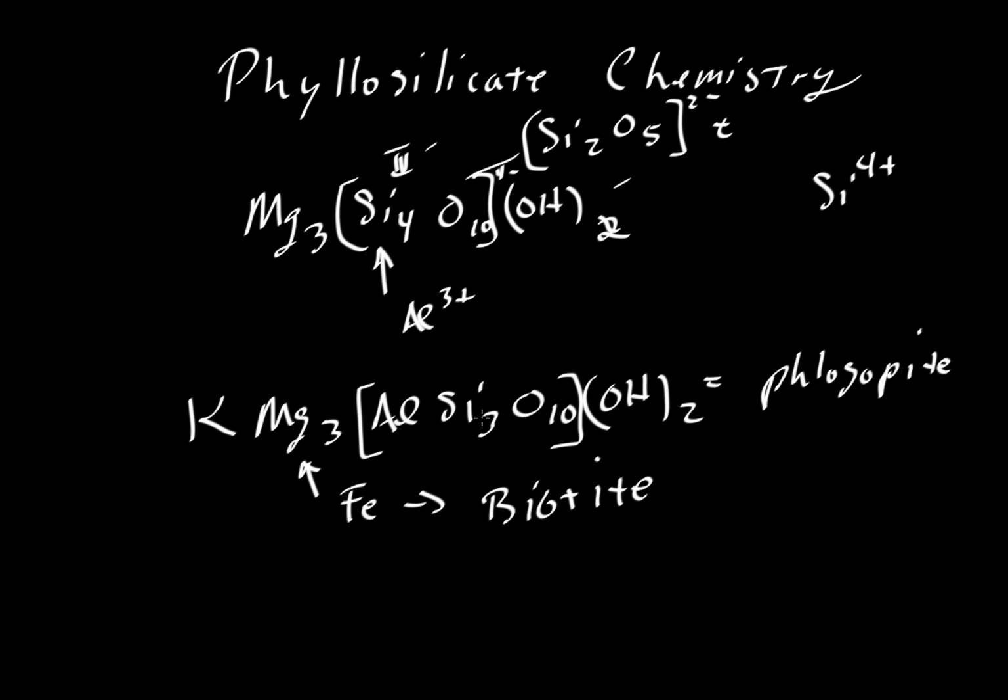And if we replace, let's say, 1 out of 4 of the silicon, so 1/4 of all silicon atoms are replaced with aluminum, then we would have room to put in 1 potassium per formula unit the way we've written it here. And then the pure magnesium case, again, is phlogopite. Add in some iron solid solution, and we would have biotite. Let's look at one other variation.